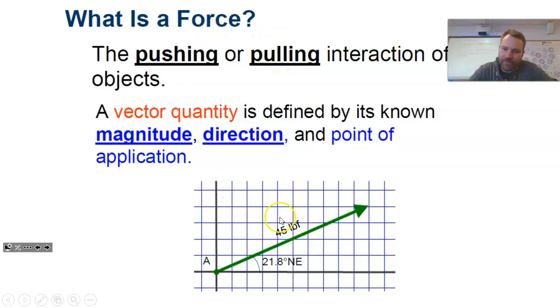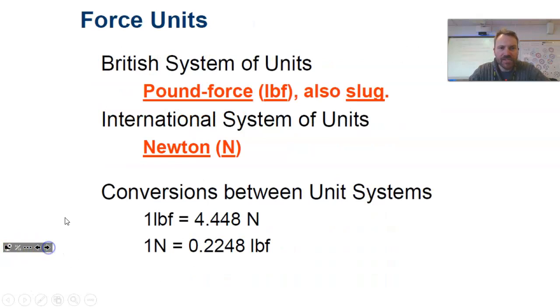Now, here's an example, a 45-pound force. So LBF just means pound force. It's the exact same thing as 45 pounds. But you're pulling 45 pounds at an angle of 21 degrees north of east. So you're pulling up and you're pulling to the right. You're pulling north and you're pulling east simultaneously. And you're applying that force at point A. So units of force, in English we use pounds, but everywhere else in the world they use newtons. 1 pound is equal to 4.4 newtons, or 1 newton is equal to 0.22 pounds.